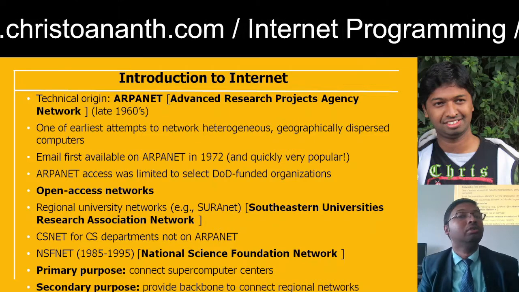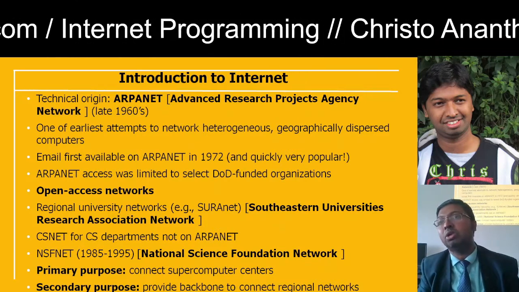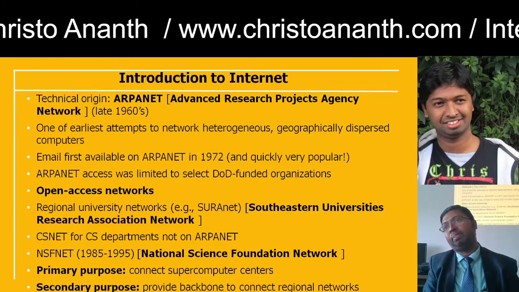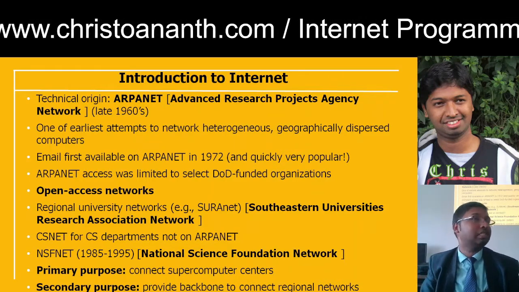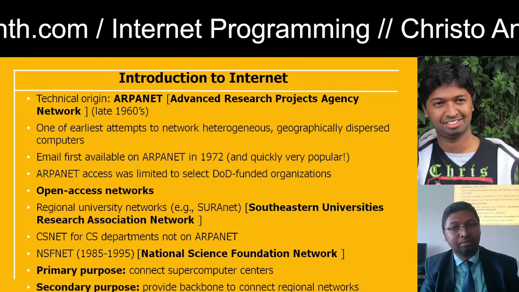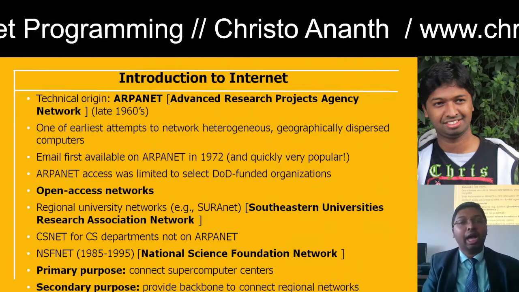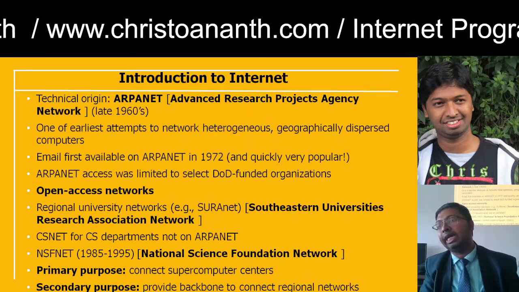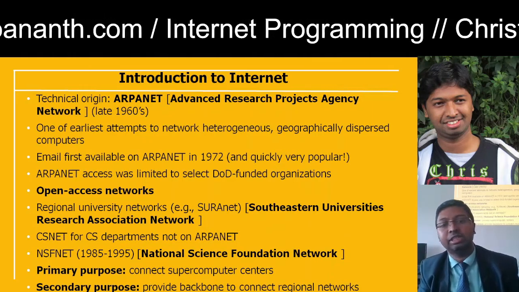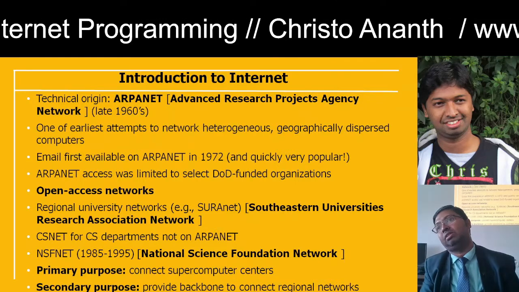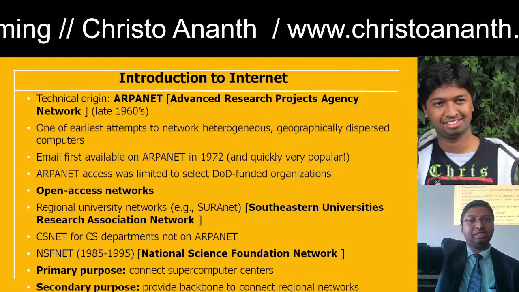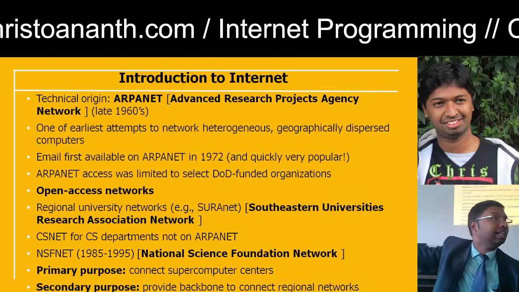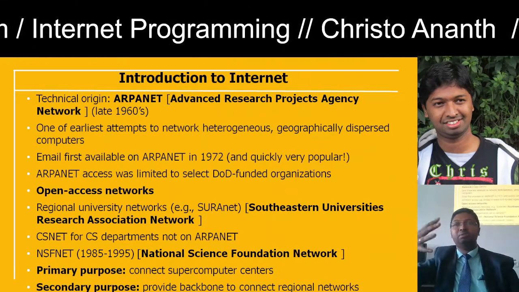So regional university networks have been established, what you call SURANet. SURANet is nothing but Southeastern Universities Research Association Network. Then afterwards, for computer science people, CSNet was established, the computer science network. And after that came NSFNet. NSFNet was established during 1985 to 1995. NSFNet is nothing but National Science Foundation Network. So first ARPANET, then SURANET, then CSNet, then NSFNet. So this is how it has been established.